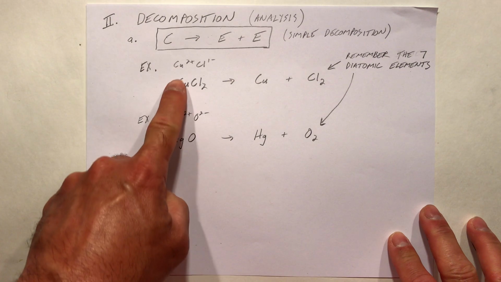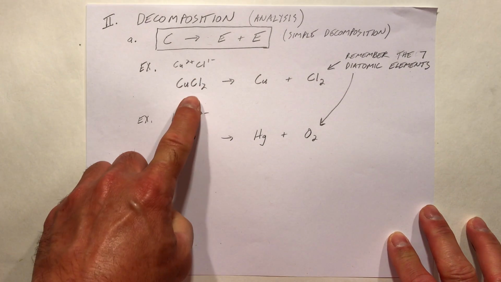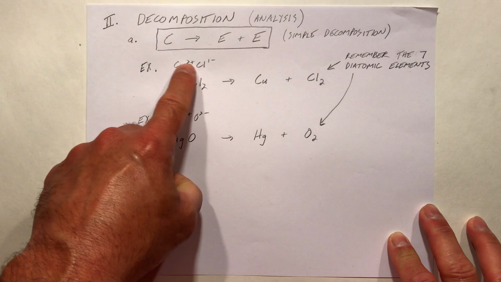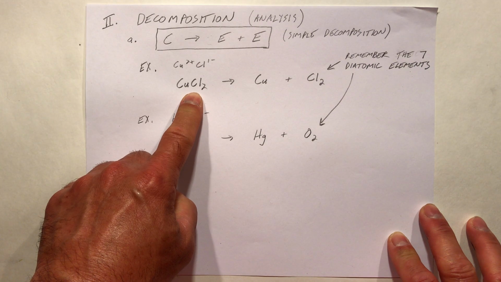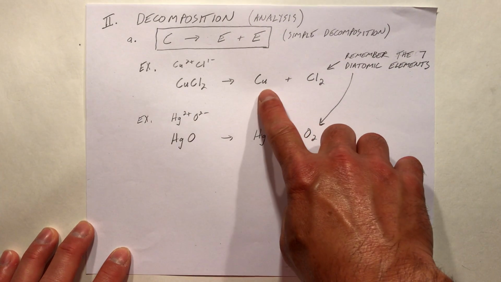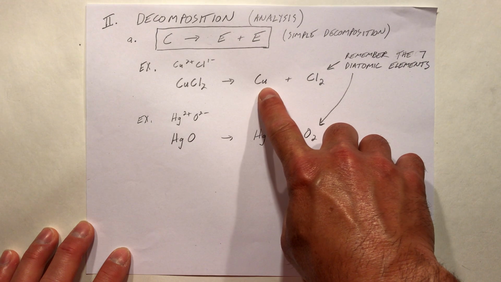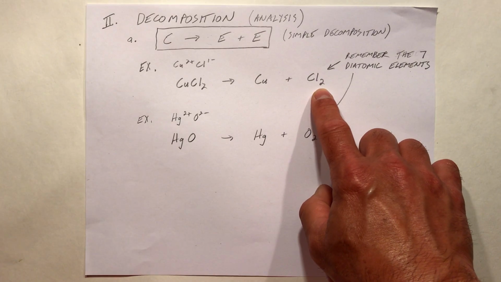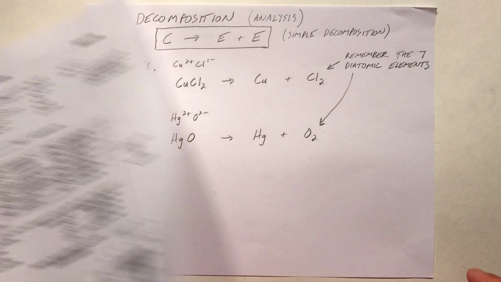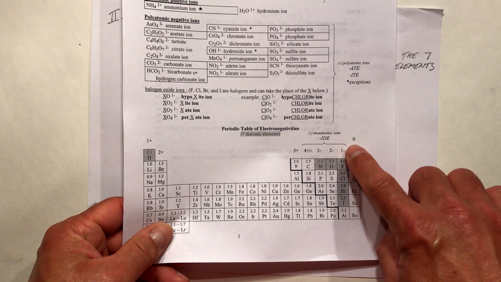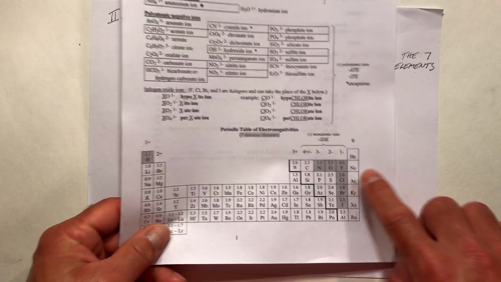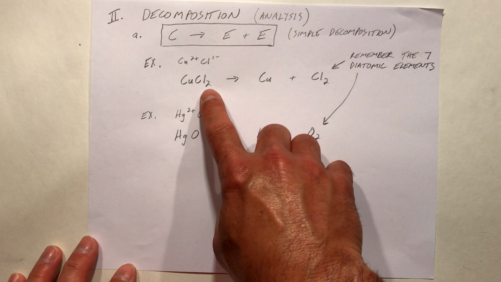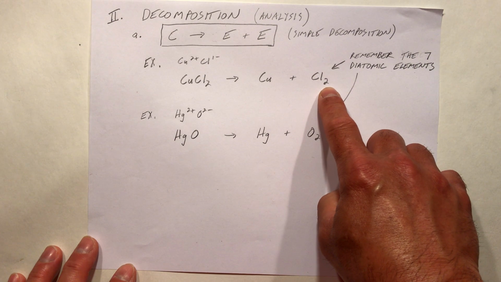If we have Cu2+ combining with Cl1- to form CuCl2, we would crisscross that, so this 1 goes down here by the Cu and the 2 goes by the Cl. When this decomposes, it will break apart to form Cu, neutral, no charge on that, and Cl in its element form is diatomic. So if you look at the periodic table, you can see that it's shaded in there, so when we put Cl all by itself as an element, it has to be a diatomic Cl2. So the 2 here is from crisscrossing, and the 2 here is because it's a diatomic element.